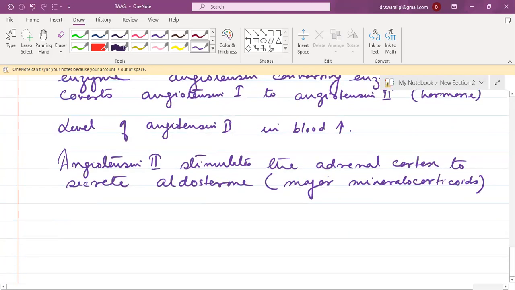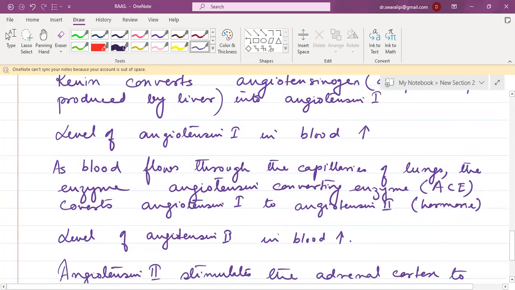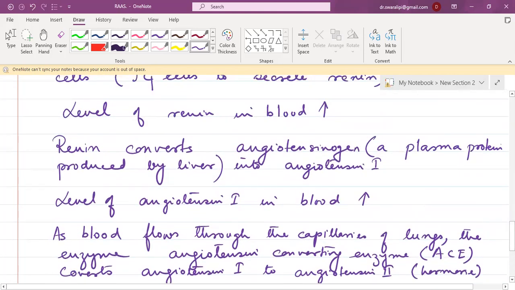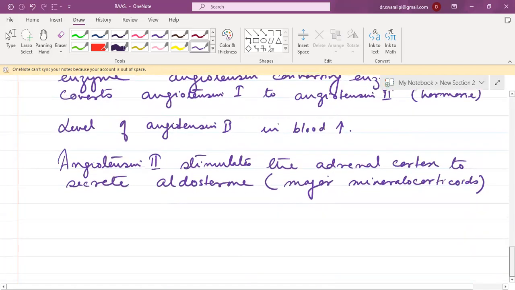So we know that the zona glomerulosa of the adrenal cortex gives mineralocorticoids, and the major mineralocorticoid is known as aldosterone, which is secreted on stimulation by angiotensin 2, which is formed by conversion of angiotensin 1 with the help of an enzyme, angiotensin converting enzyme, when the blood flows through the lungs. And angiotensin 1 is produced when renin moves on to the liver through circulation, and a plasma protein, angiotensinogen, is converted to angiotensin 1. So I hope till here everything is clear.